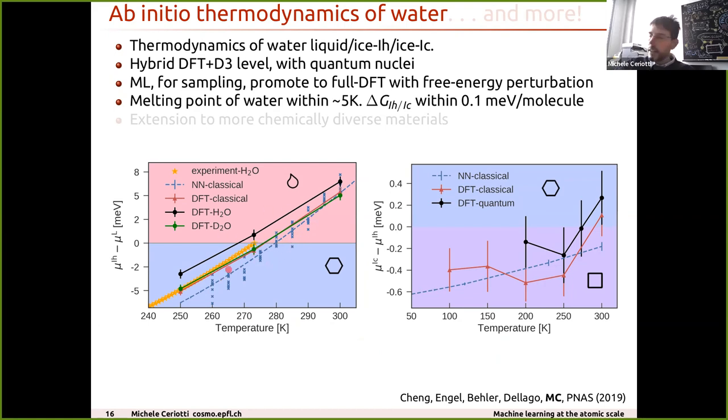And also you can include all the effects that you like. You can include the quantum fluctuations of the nuclei, so you can get a difference in melting point between H2O and D2O. And you can compute this very subtle difference in free energy between the hexagonal and cubic form of ice, which is a very, very difficult quantity to compute because you need a precision of less than a millielectronvolt per molecule, essentially.